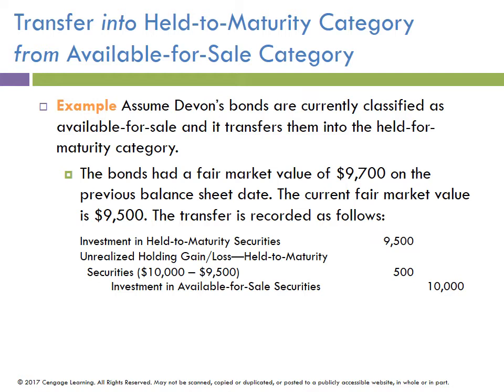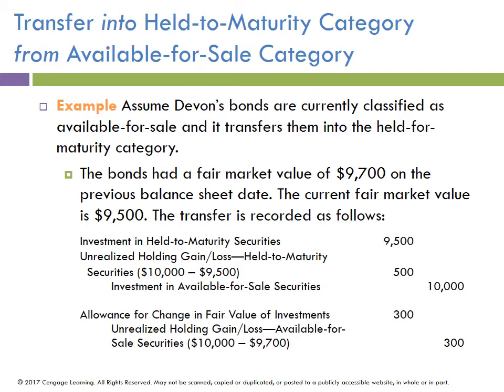They're going to debit the investment in held to maturity securities for $9,500. They'll credit the investment in available for sale $10,000, and they're going to debit the unrealized holding gain or loss of $500. So they transfer them in at their current market value, and they only reduce the holding gain or loss for the difference between what the investment's carrying value is and the current market value. They leave the other $200 that was sitting there from last balance sheet date in the unrealized holding gain or loss held to maturity.